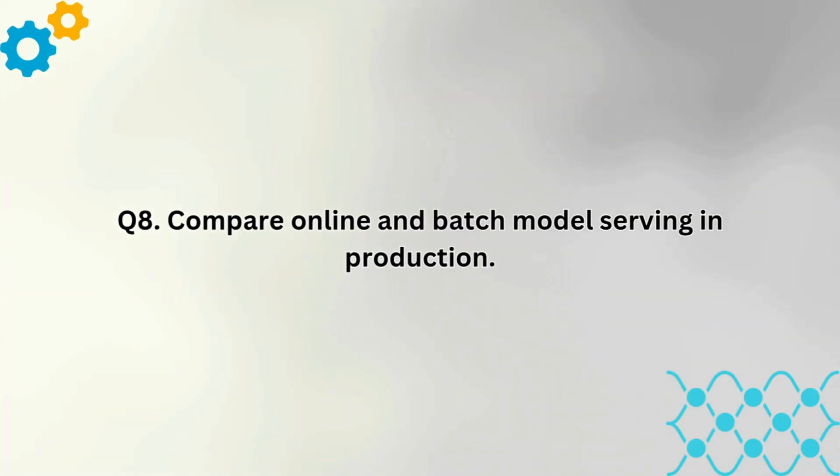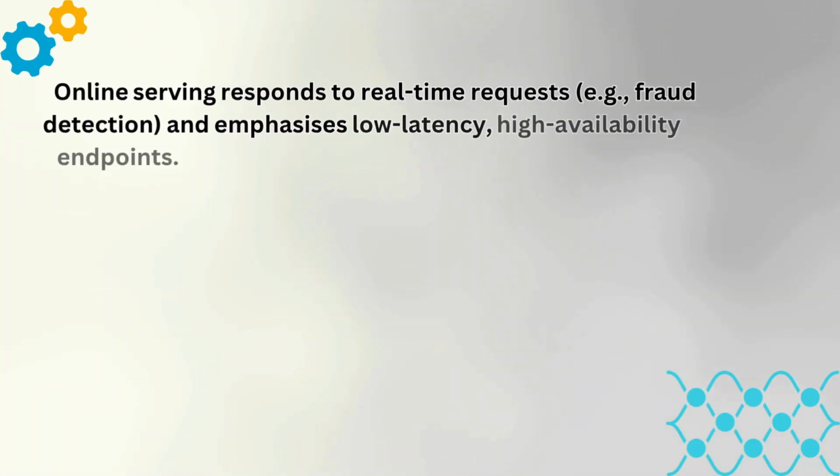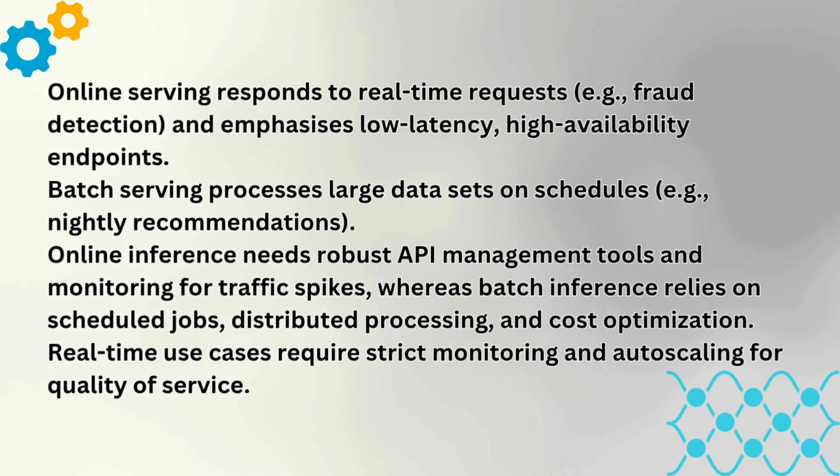Compare online and batch model serving in production. Online serving responds to real-time requests, an example being fraud detection, and emphasizes low latency, high availability endpoints. Batch serving processes large datasets on schedules, an example being nightly recommendations. Online inference needs robust API management tools and monitoring for traffic spikes, whereas batch inference relies on scheduled jobs, distributed processing, and cost optimization. Real-time use cases require strict monitoring and autoscaling for quality of service.